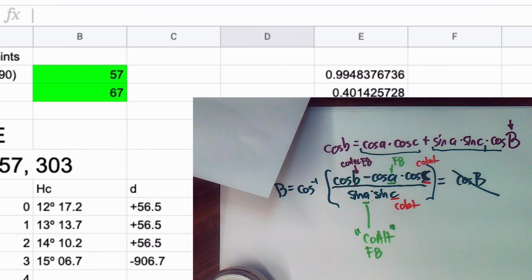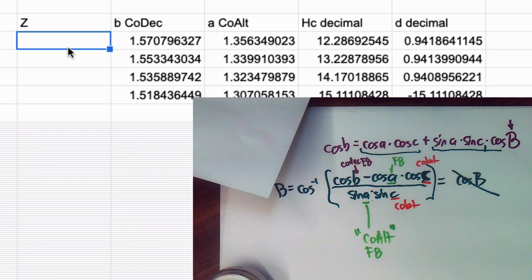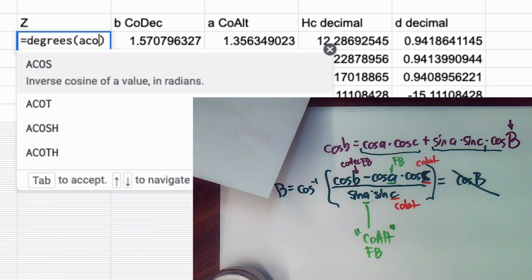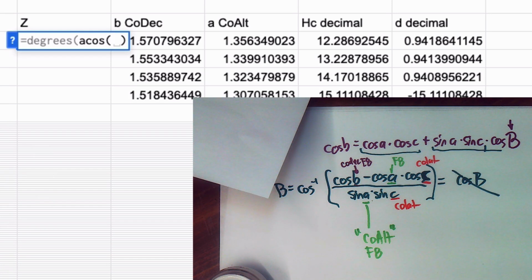Let's see if we can type this formula in. Because we want the azimuth in degrees, we have to put the whole thing in degrees, so equals degrees. To make this easier to read, I'm going to use nested parentheses for degrees. Then we want the inverse cosine, so that's ACOS for arc cosine. What just happened here? I did not mean to do that. I hit the right button.